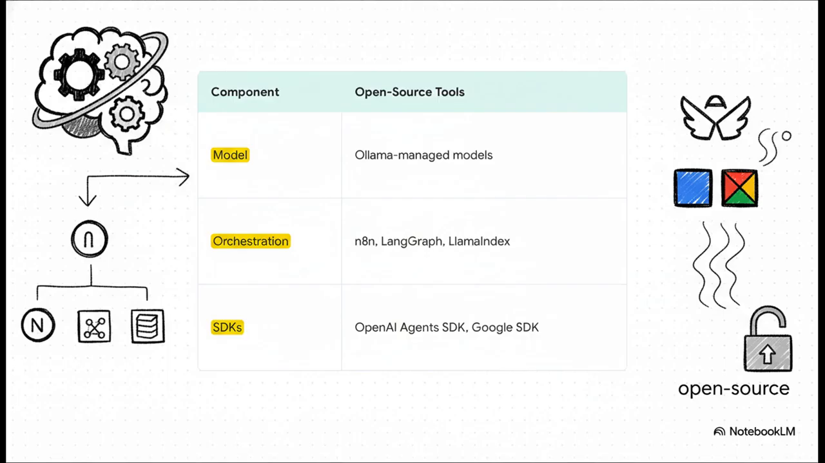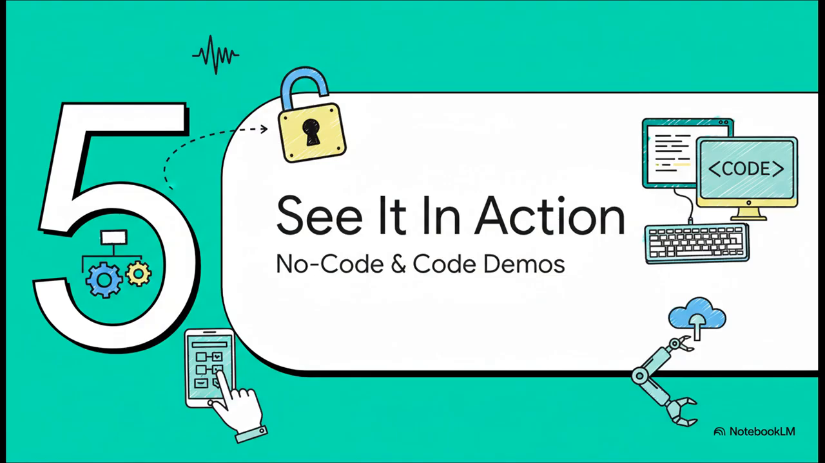You've got your model managed by Ollama. Then you use orchestration tools like n8n if you don't want to code, or get this, even the same official SDKs from OpenAI and Google, which now actually support open source models. Okay, enough with the theory. Let's look at 2 real-world examples of what you can build today, one with no code at all and one for the developers in the audience.